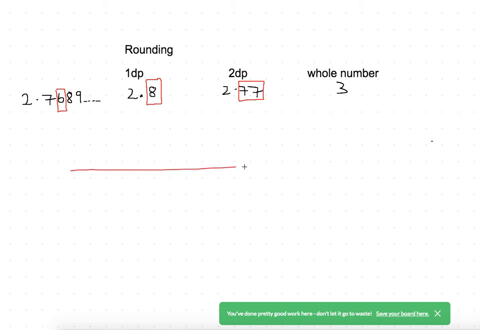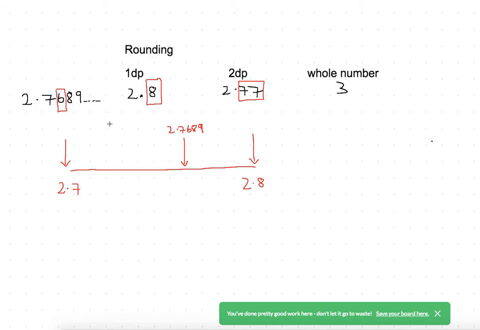And probably the easiest way to show you why is to draw a number line. So if we've got 2.7 here and 2.8 here, these are two possible answers to rounding a number to one decimal place, and our number is somewhere in between. Now whereabouts in between is it? Well, I'm going to put it about here. So this is our 2.7689.